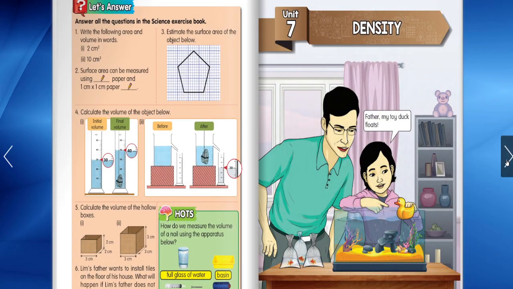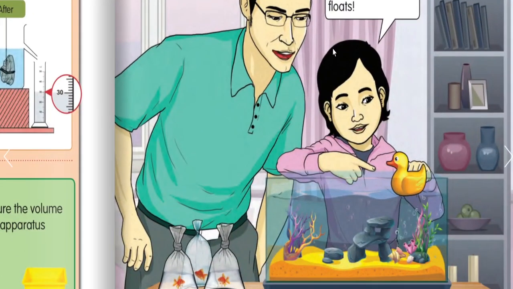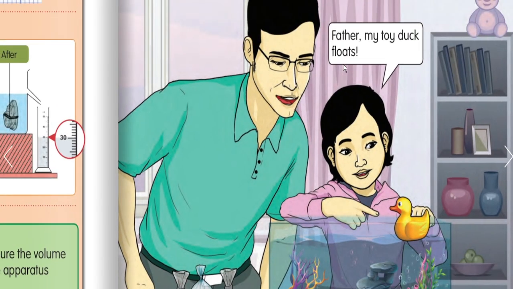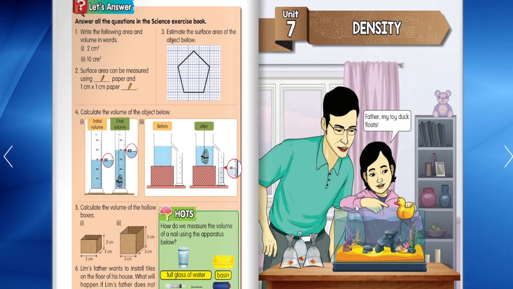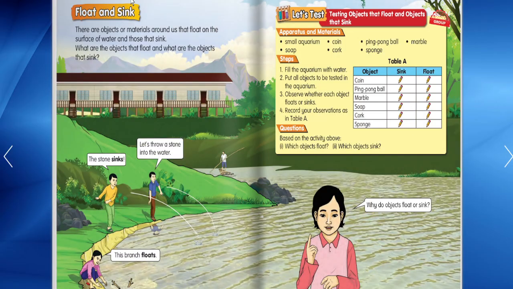Okay. Now let's talk about density. Here you can see this toy duck floats. So this duck is floating over water. Why doesn't this toy duck sink? To find the answer to this question, we need to learn about density.